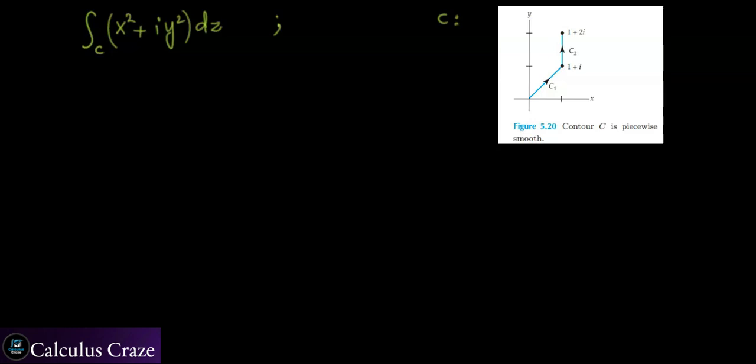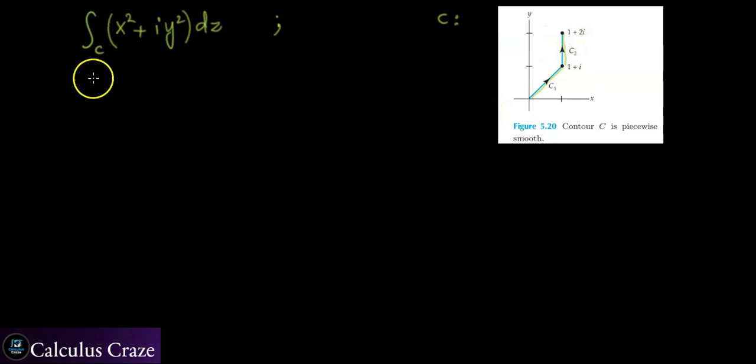We have got another example of solving a complex integral with respect to a complex variable over a contour, or a piecewise smooth curve, and the curve is defined by joining two line segments. One is C1 over here and the other is C2 over here. So it is shown clearly.